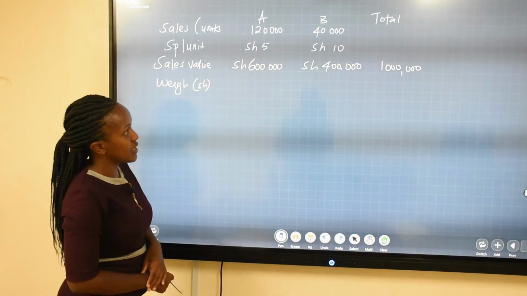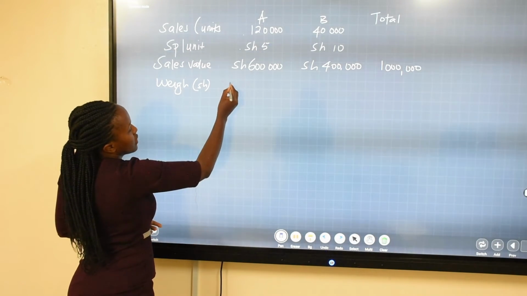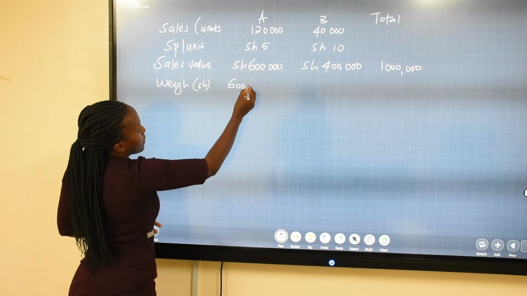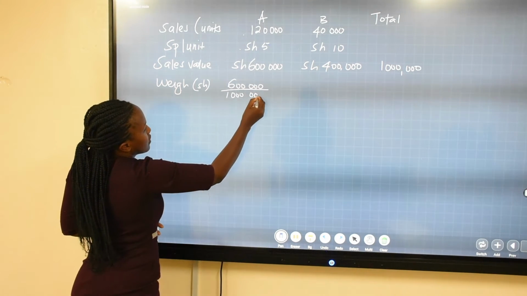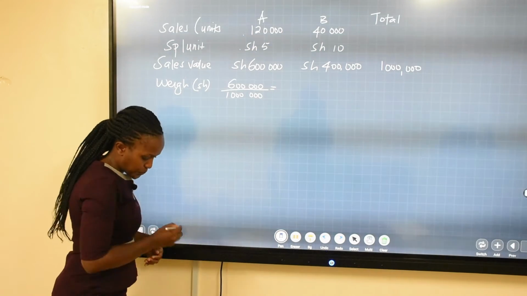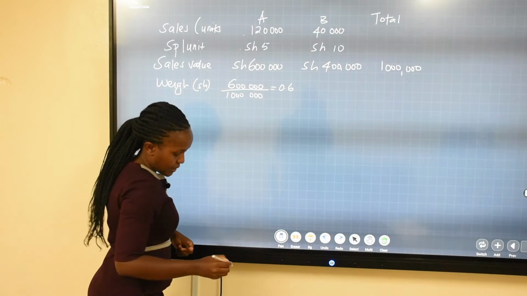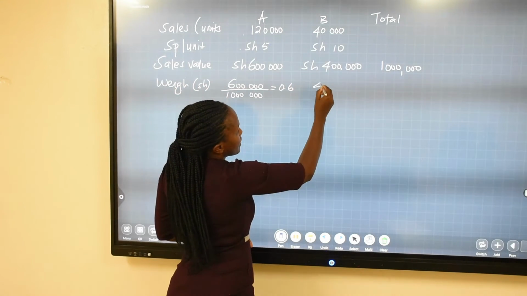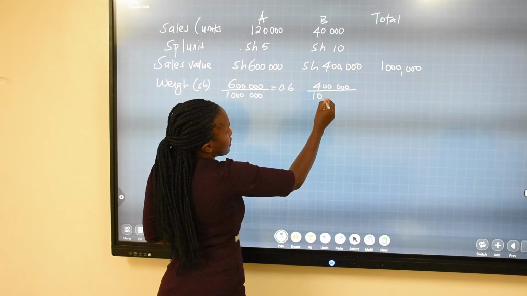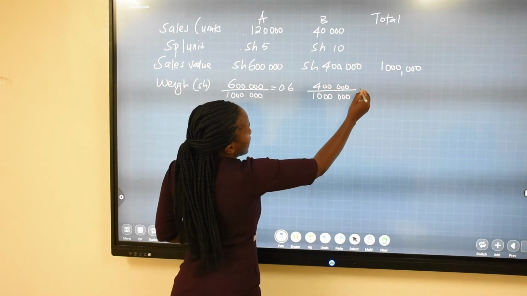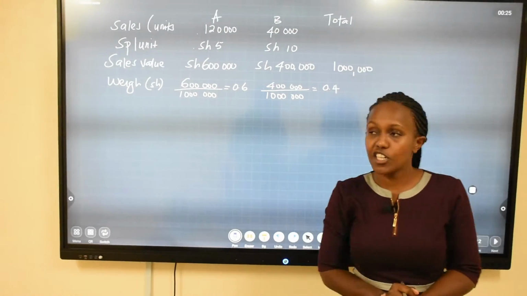So the total there is 1 million. So the weight of A is equal to 600,000 over 1 million, which you can say is simply 0.6. And the weight of B is 400,000 divided by 1 million, which again is going to give us 0.4. Now you can realize that the weights have changed.